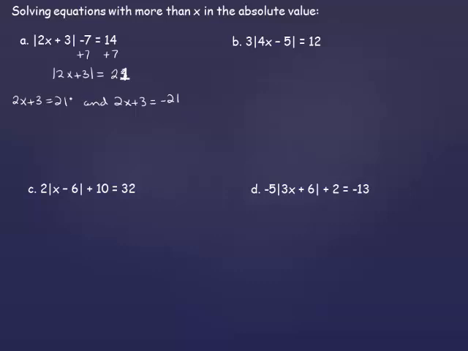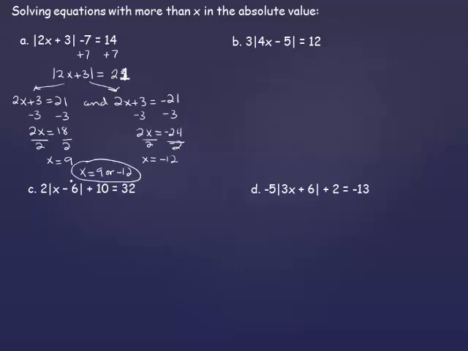Now you'll notice I'm not changing the sign or anything that was inside the absolute value. That part stays exactly the same. All I change is 21 into a -21, so I have both positive and negative. Subtract 3 from both sides, 2x equals 18. Divide by 2, x equals 9. Subtract 3 from both sides, 2x equals -24. Divide by 2, and x equals -12. So I have x equals 9 or -12 as my solutions.